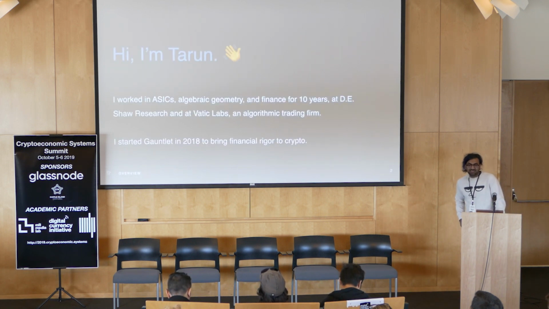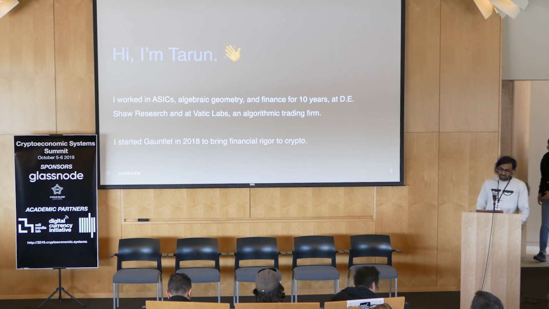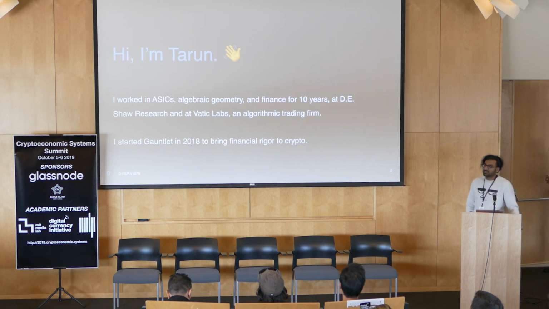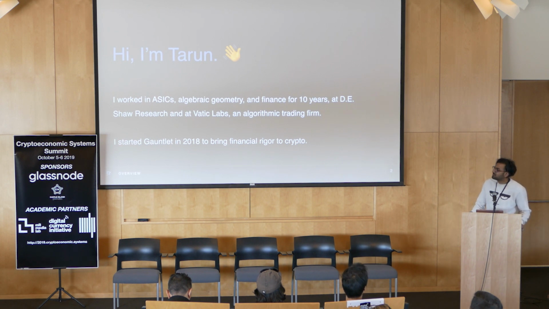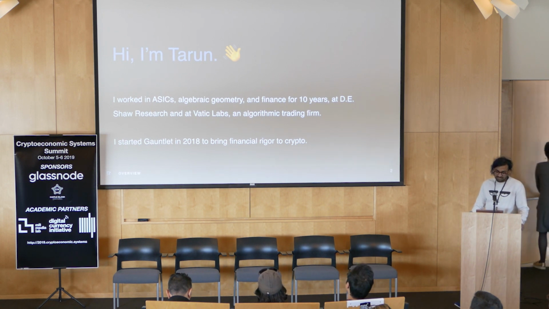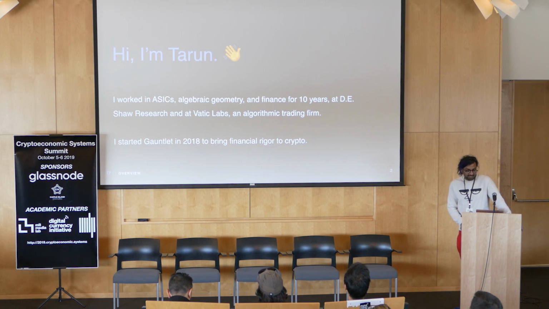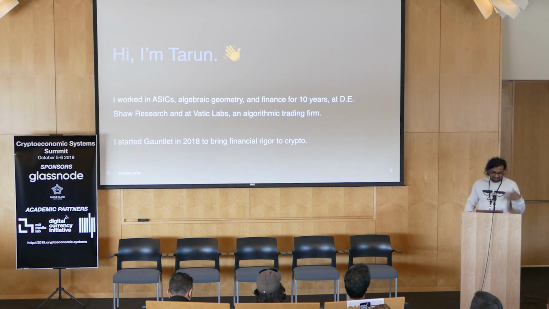So just a very tiny background. I spent the last 10 years working in ASICs, which is kind of how I figured out a little bit about Bitcoin, algebraic geometry, and in finance at two places, D. E. Shaw, and at a high-frequency market maker called Vatic. And basically, I started Gauntlet when I realized people were not so statistically honest in the space. People were choosing numbers randomly and weren't doing the modeling that was at least to the level of what Charlie described yesterday for Uniswap.